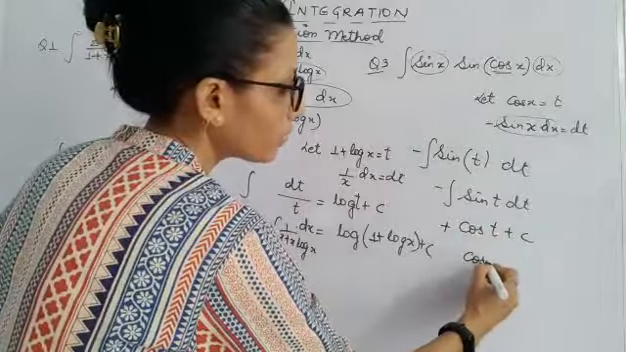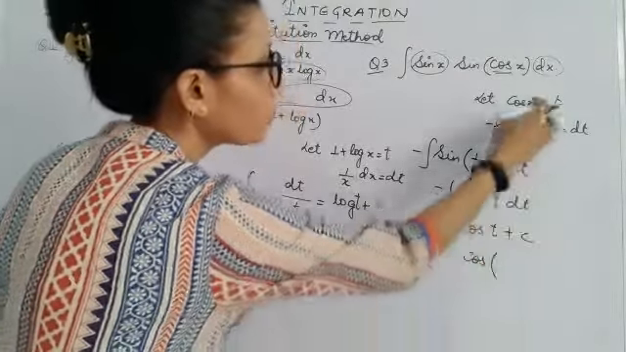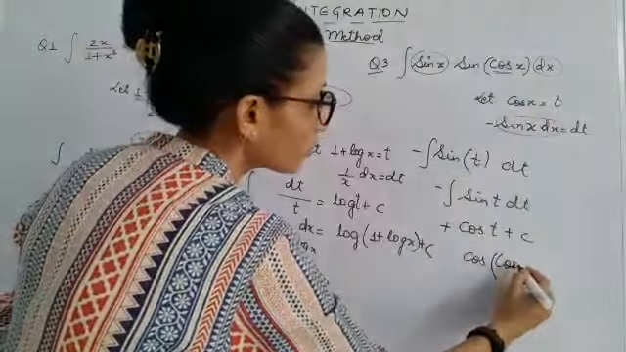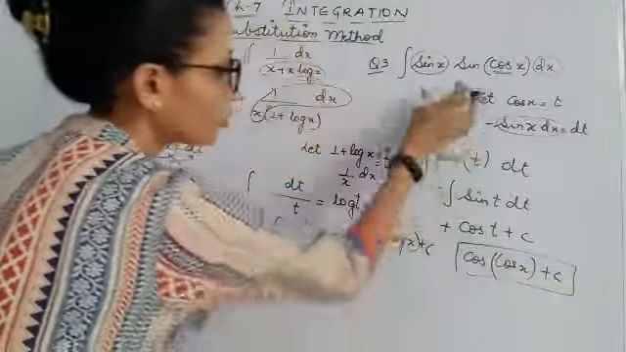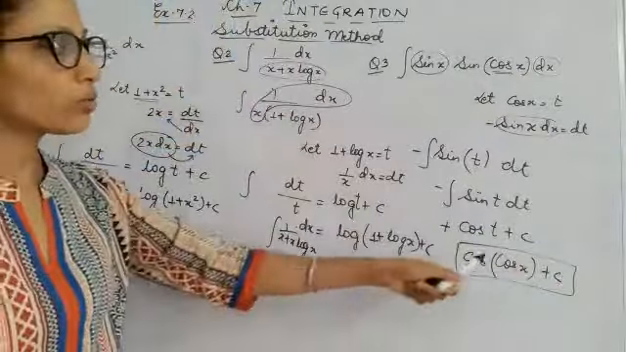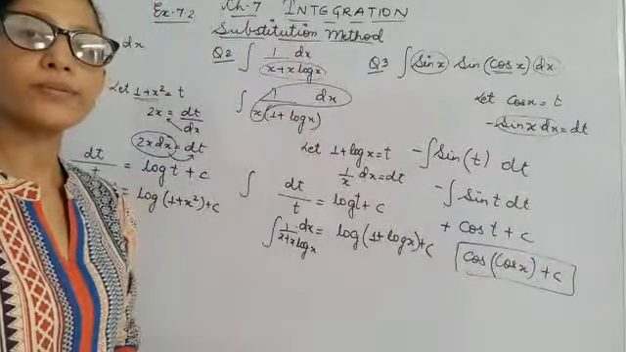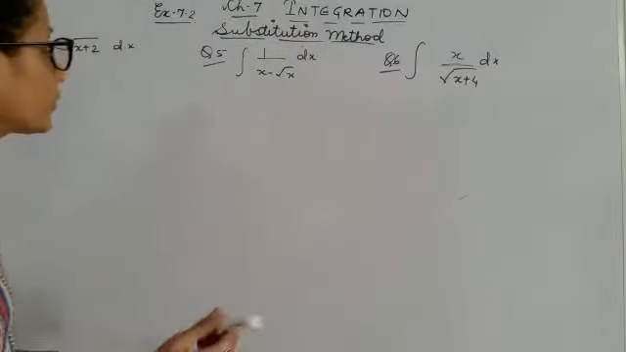Now you write down the value of t. So your t is what? Your cos x. So it will be cos x plus c. So this is your answer. Integration of this will be cos into cos x plus c. Have a look. Let's see these questions, children.